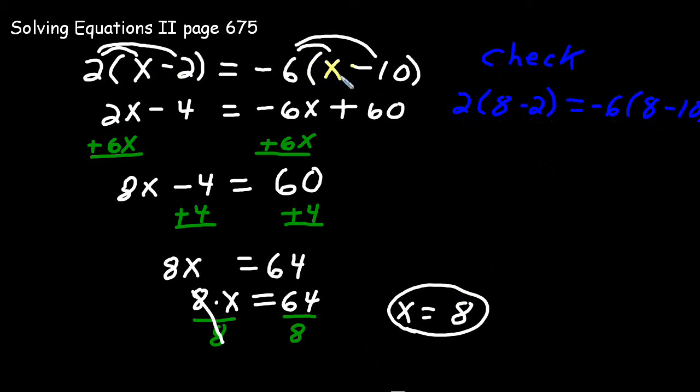Now if I check, let's see what's in the parentheses. 8 minus 2 is 6. In the parentheses here, 8 minus 10, that's a negative 2. Well, 2 times 6 is 12. Here they're both negative, so when you multiply two negatives, the answer is positive. And so this shows that your answer is correct, and we've checked it.